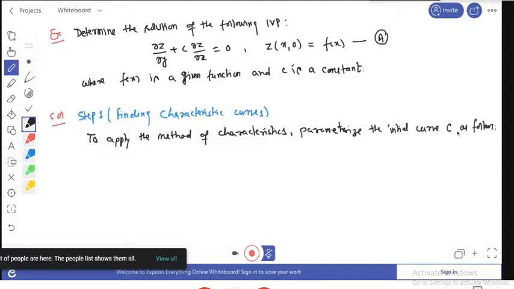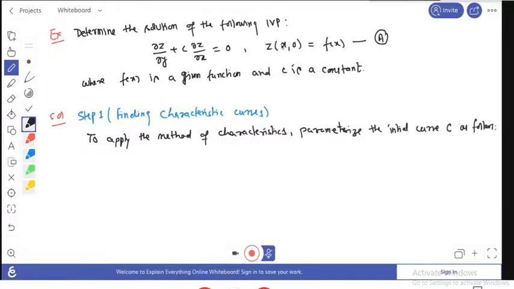Here we take this initial condition, that is, x equals s, another variable s, and y equals 0. Then what is z here? When x is s and y is 0, z equals f of s. So this is equation a1, and we compare this with the above equation a.